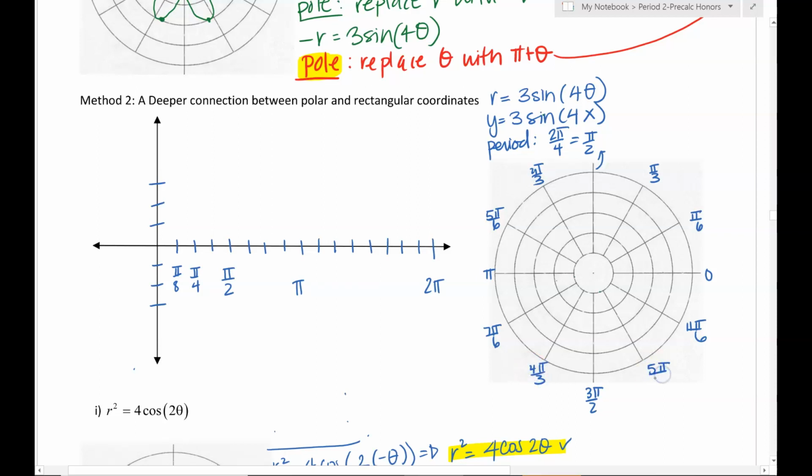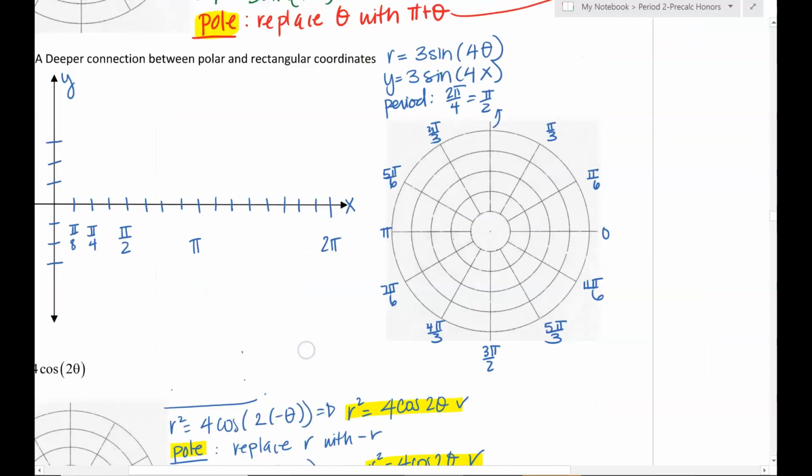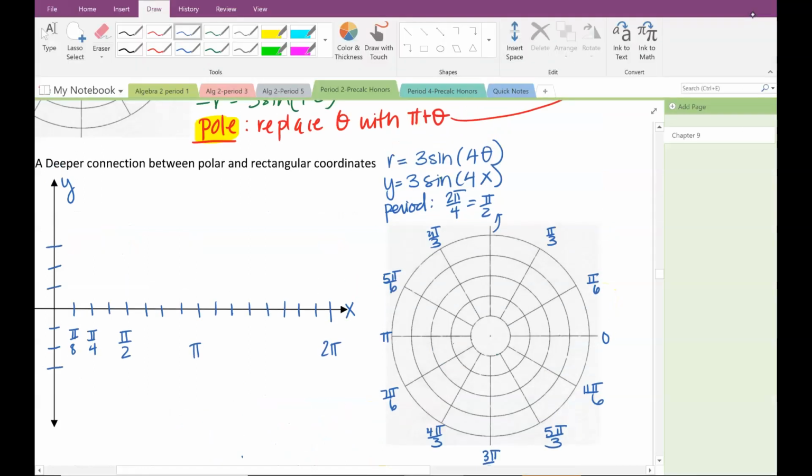Okay. Now, because each tick mark on our x and y coordinate here equates to a pi over 8, what I will also do is make it a denominator of 8 for just the main ones. How about if I use a different color for that? We will go red.